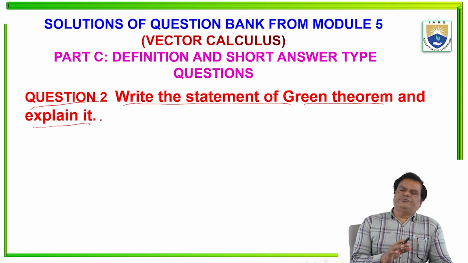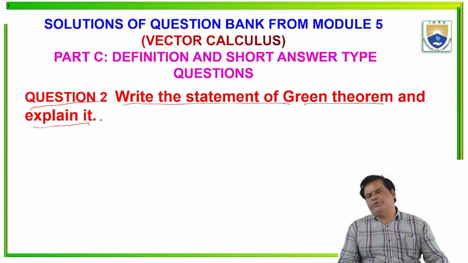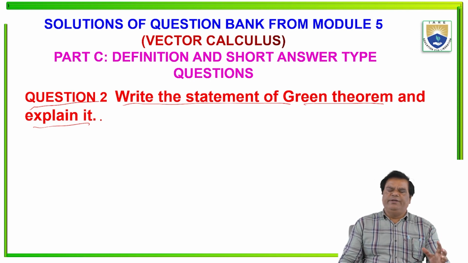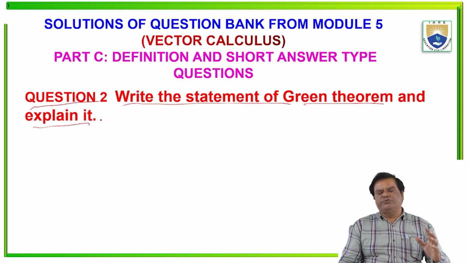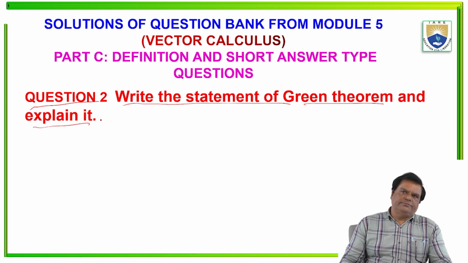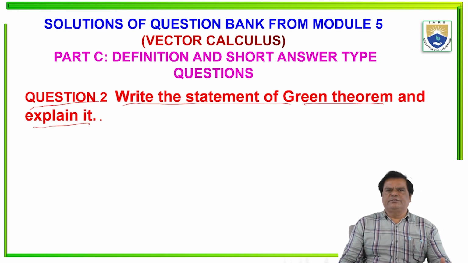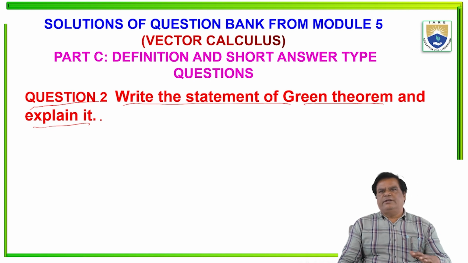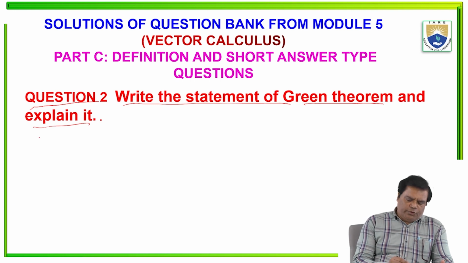There are three theorems which are very important. First is Gauss divergence theorem, second is Green theorem, and third is Stokes theorem. So the statement of each theorem should be remembered 100% because the statements of these theorems are very important. In this short answer type question, we are asked to write the statement of Green theorem and explain it. So here is the solution.